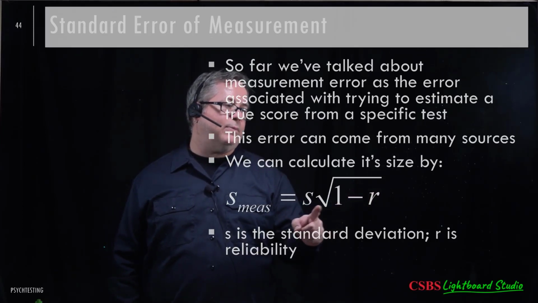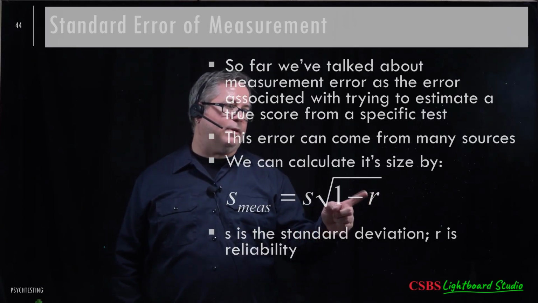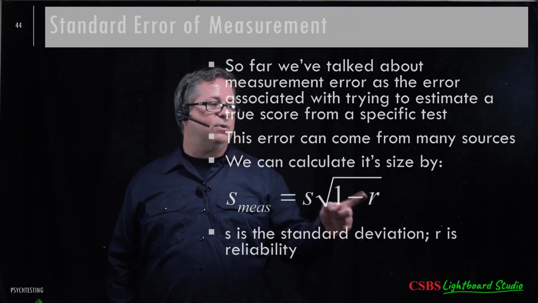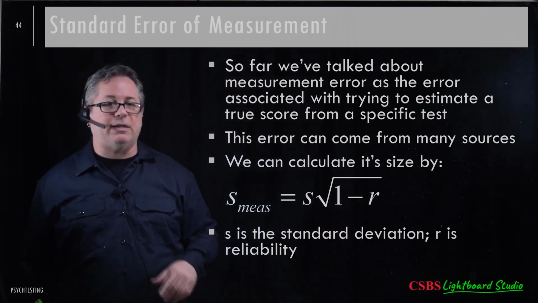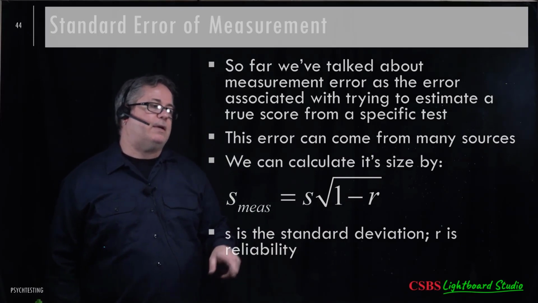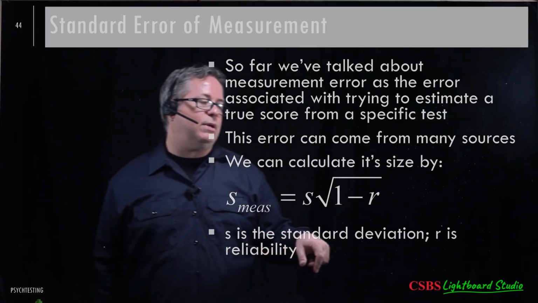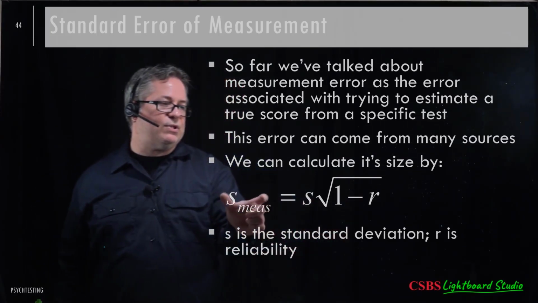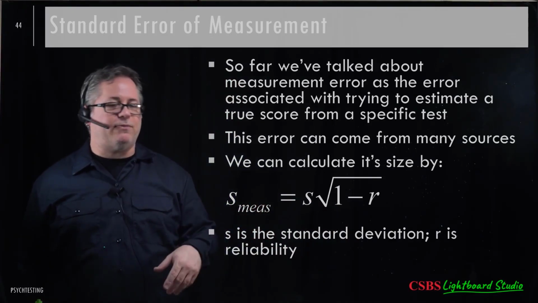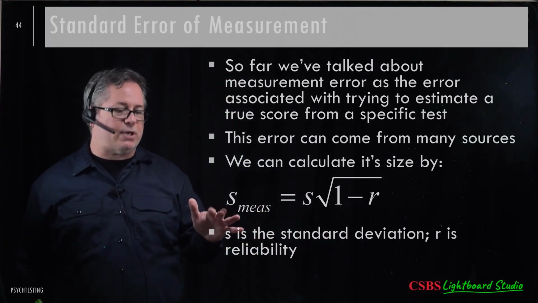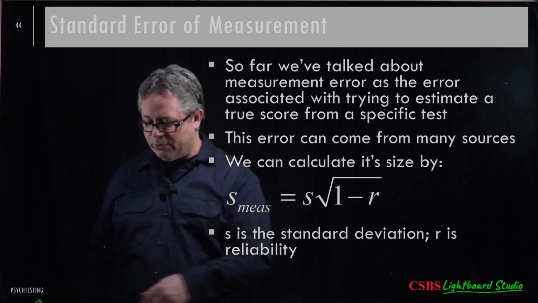The reason is that if the reliability is the amount of variability that's shared, then 1 minus reliability is the amount of variability that is not shared. So S is the standard deviation, R is the reliability. You simply multiply this out and it gives you the standard error of measurement for that scale. It tells you roughly how much error is in the scale that you're using.